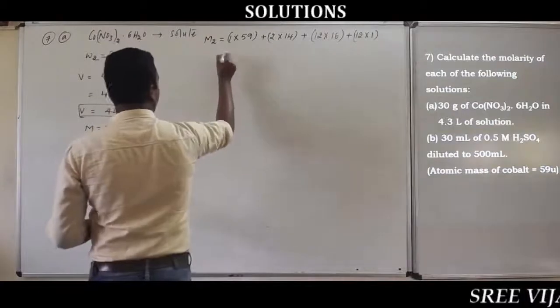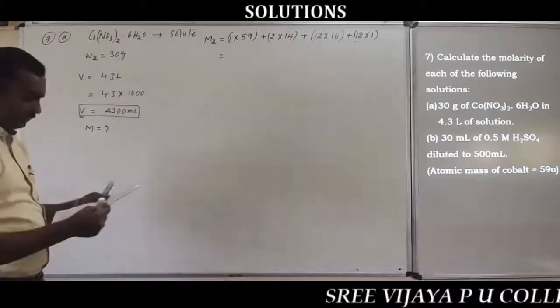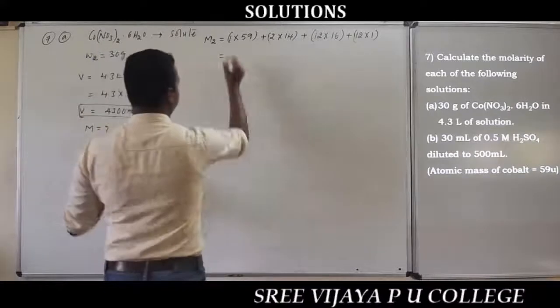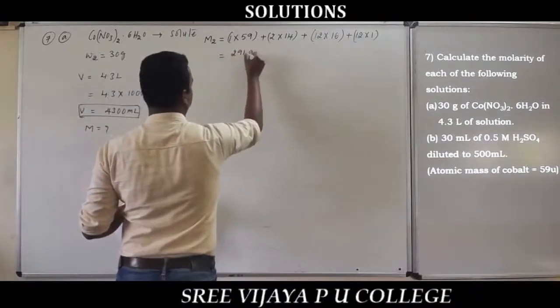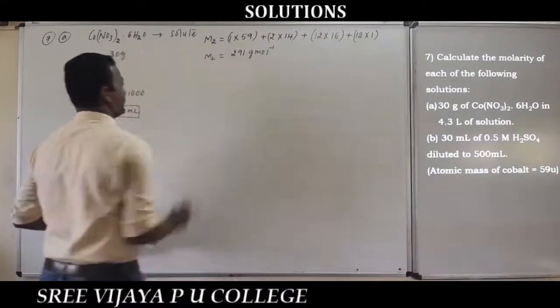Totally, M2 is equal to, adding everything, 291 gram per mole. That is the molar mass of the solute.